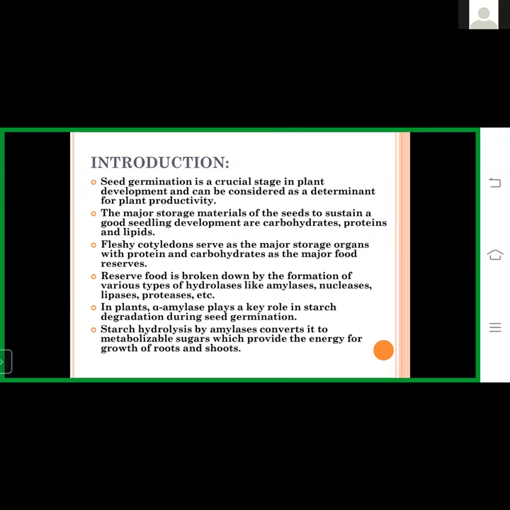Coming to the introductory part of my presentation, seed germination is a very crucial stage, which is considered a determinant for plant productivity. The major storage materials in most seeds are generally carbohydrates, proteins, and lipids. Fleshy cotyledons serve as the major storage organs in the seeds, and carbohydrates as the major food reserves. Food reserve is broken down by various types of hydrolases like amylases, nucleases, lipases, and proteases. In plants, alpha amylase plays the key role in converting starch into sugar, where starch degradation is a very important event in seed germination. Starch hydrolysis by amylases produces metabolizable sugars, which provide the energy for growth of roots and shoots during seed germination.